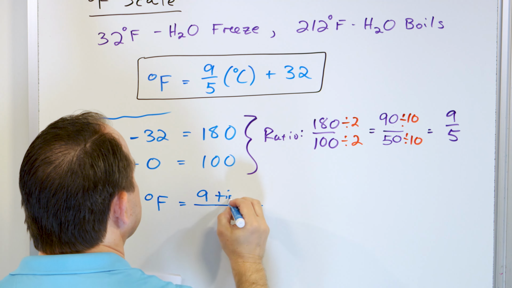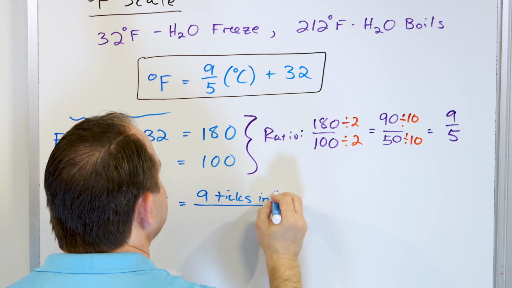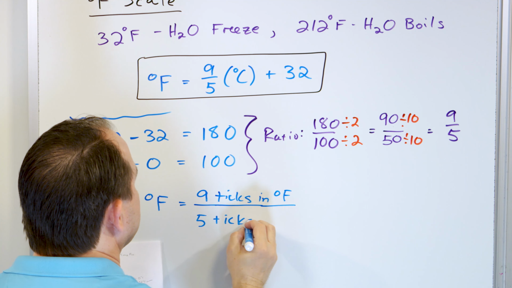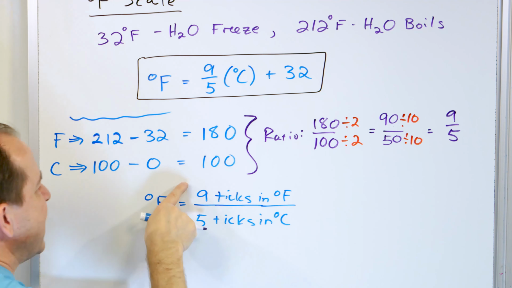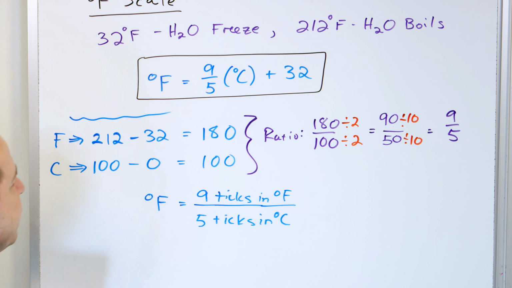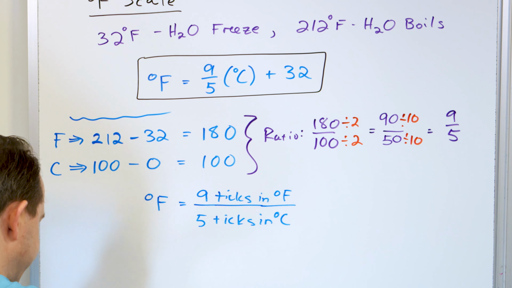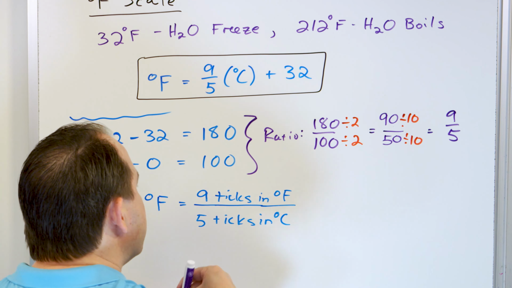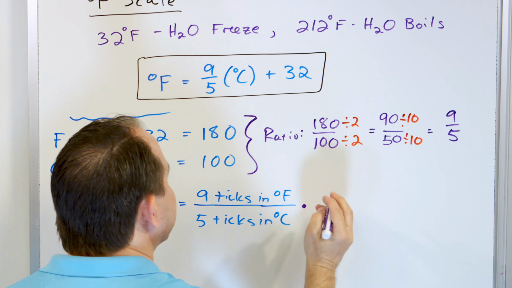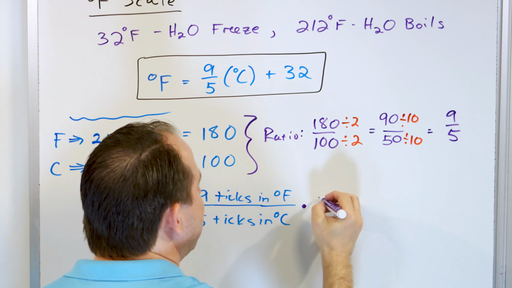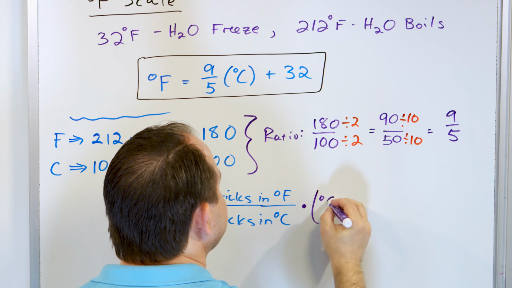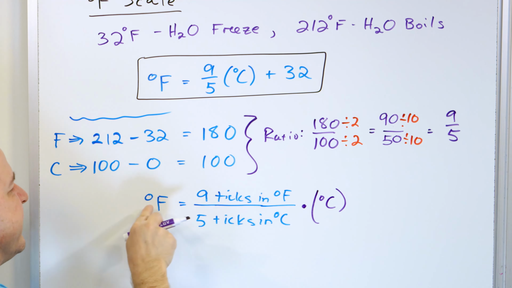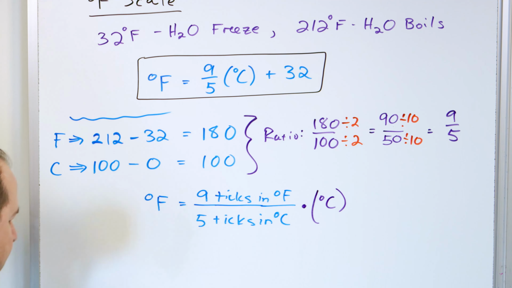9 ticks in degrees Fahrenheit for every 5 ticks in degrees Celsius. Because the tick sizes are different, I'm going to use that as a conversion factor. If I'm trying to convert from Celsius to Fahrenheit, I'm going to multiply by the actual number of degrees Celsius I have. Notice these are going to cancel because it's on top and bottom, and you're going to be left with some degrees Fahrenheit. But there's a problem.